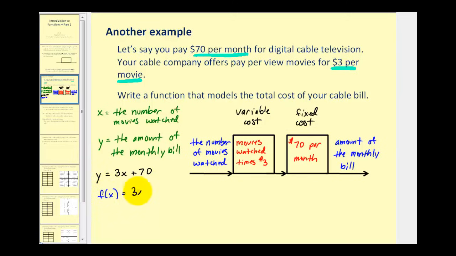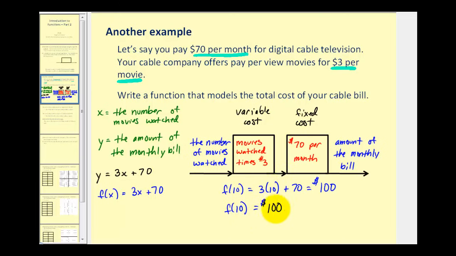f of x equals 3x plus 70. So for example, if we watched 10 movies in one particular month, we can say that f of 10 would be equal to 3 times 10 plus 70, or 30 plus 70, which is equal to 100, and the units would be dollars. So we can say f of 10 equals $100.